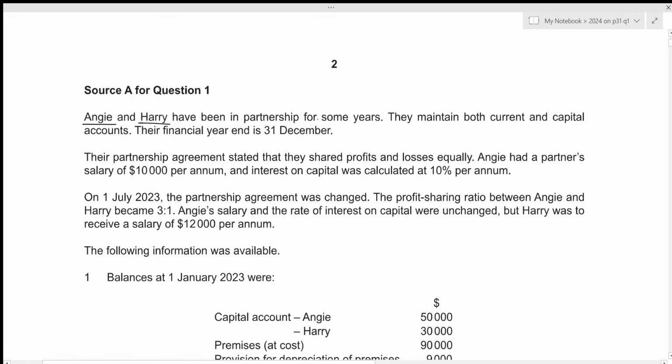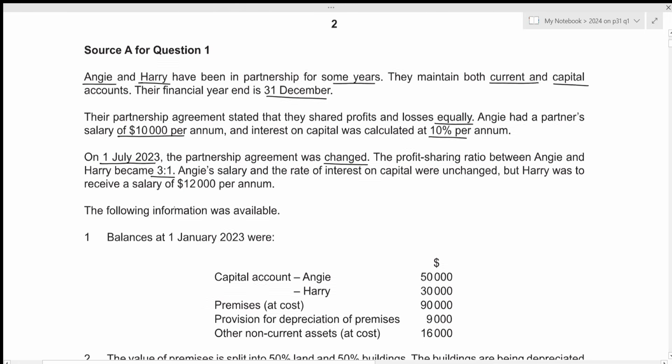Angie and Harry have been in partnership for some years. They maintain both current and capital accounts. Their financial year end is 31st December. Their partnership agreement stated that they shared profits and losses equally. Angie had a partner's salary of 10,000 per annum and interest on capital was calculated at 10% per annum. On 1st July 2023, the partnership agreement was changed. The profit sharing ratio between Angie and Harry became 3:1.